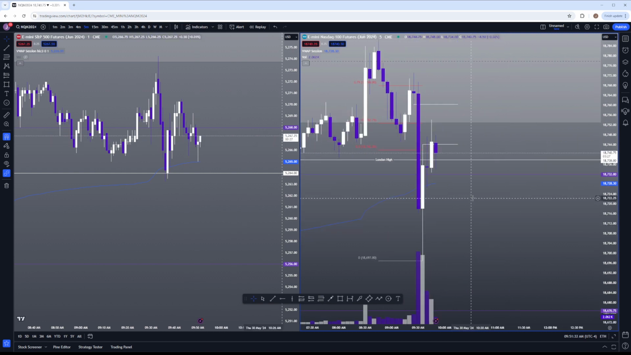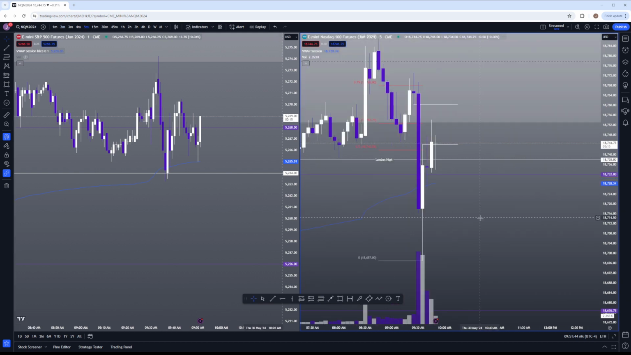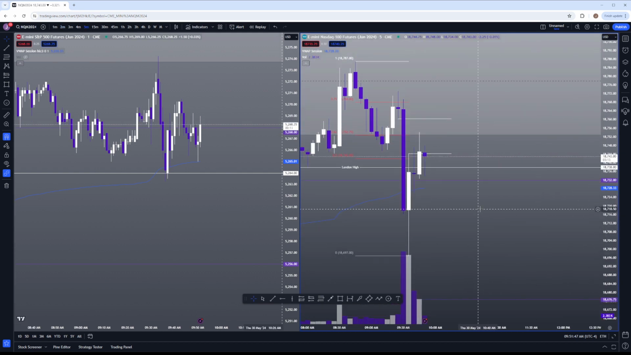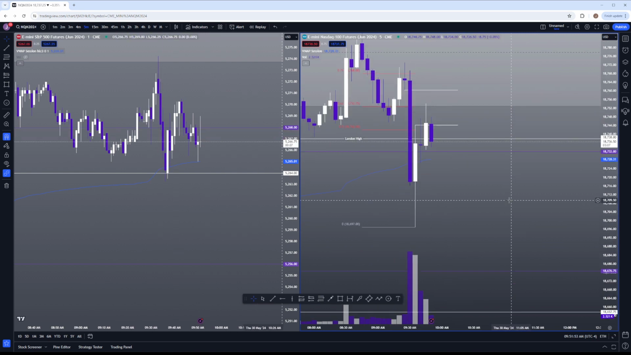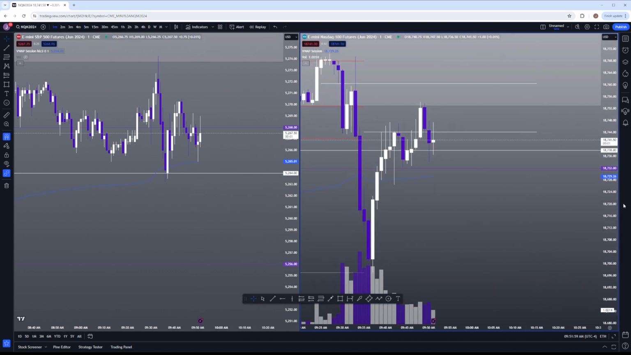I really wanted to see that continuation to the downside, but we're not doing that just yet. We're not really doing too much. All right, and I will not be convinced in the longs until we can actually break above these highs. The shorts to me still look really good. It's just about getting these entries.